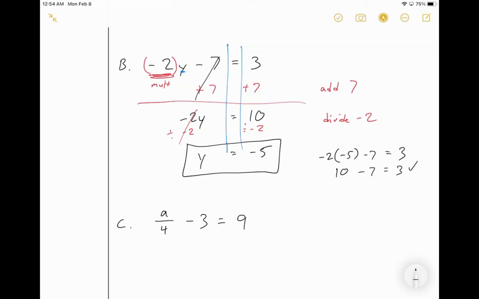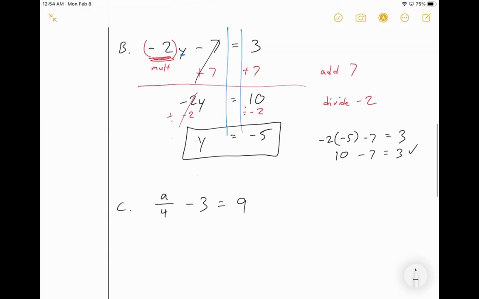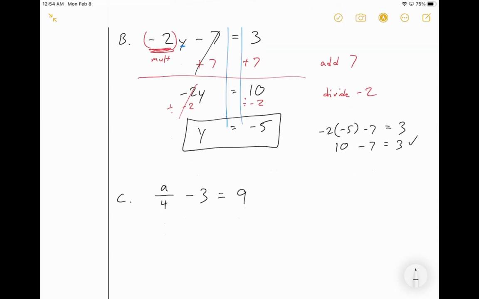Okay. So we're going to do the same steps. We're just going to think through. Remember, the key is if you know what's happening, then you know how to reverse it, right? If you know what's happening, then you can reverse it. So let's go ahead and see if we can do this here.